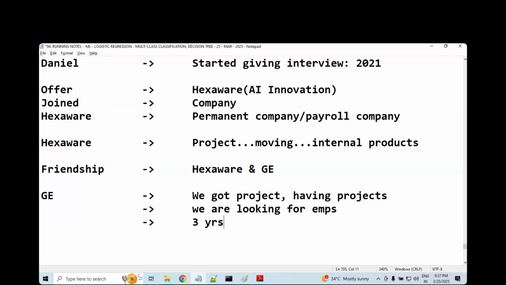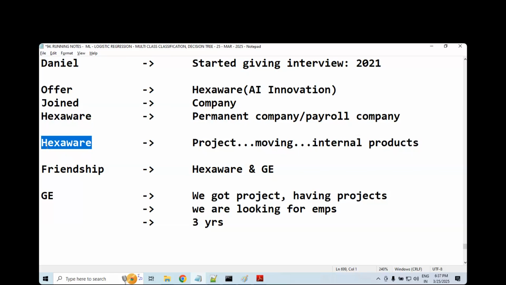The main motto will be they got new projects. They need employees. They don't want to go to the market and take the employees. Instead of that, they can reach one company and ask, we have a requirement, can you send your employees? Then Hexaware company says, yes, we can send.